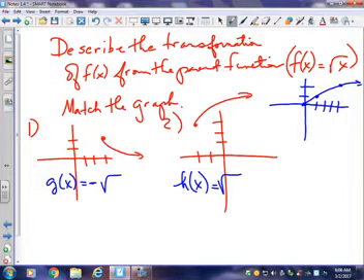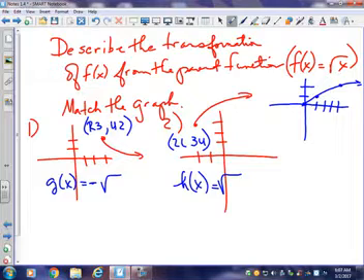Now this first graph is moved to the right 3 and up 2. And so therefore it would be some kind of translation, or sliding. So we would need to show that. The second one is to the left 2 and up 3. So we'll have to figure out how do you show that.